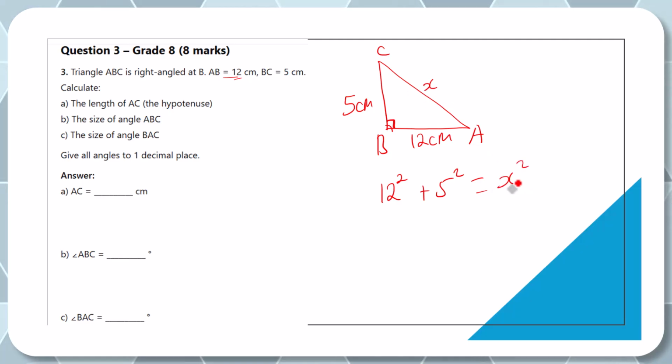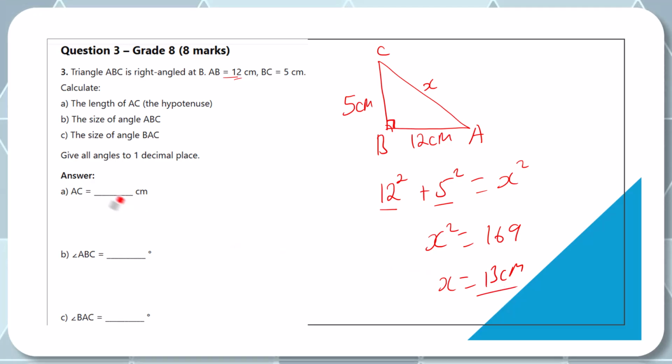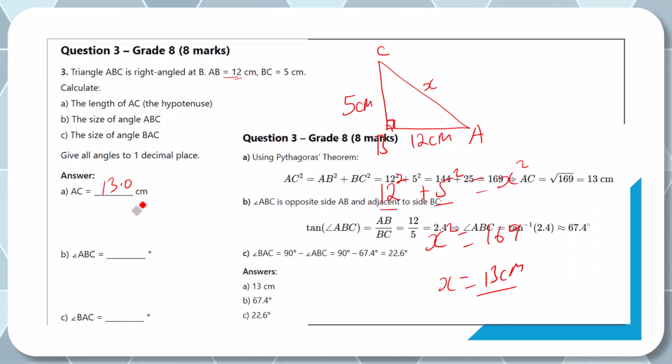Now, how do I find X? I will need to square this in my calculator, square that, then add them up. And that will give me 144 plus 25 is 169. And then to find X, I will need to square root this. I need to do the opposite, and that will give me 13 centimeters. All right? So AC is 13 centimeters. But because it says to one decimal place, I'm going to put that as 13.0.